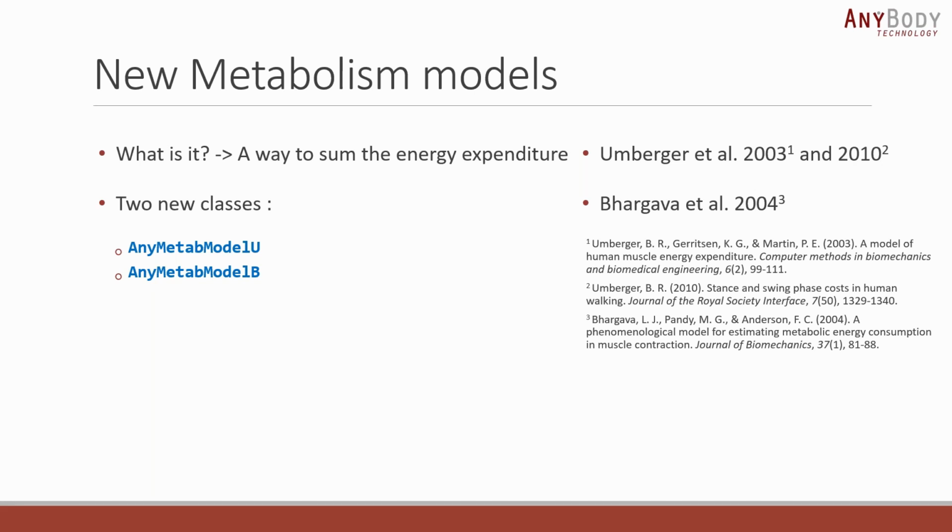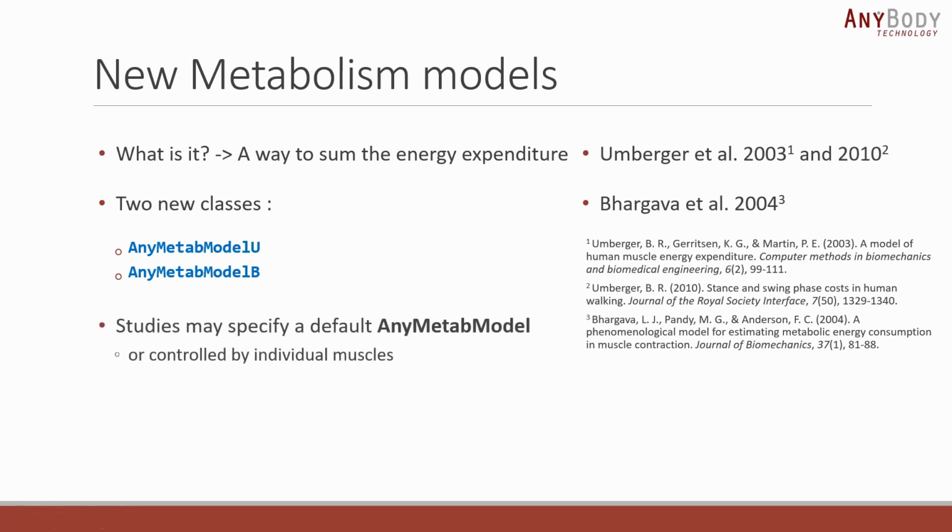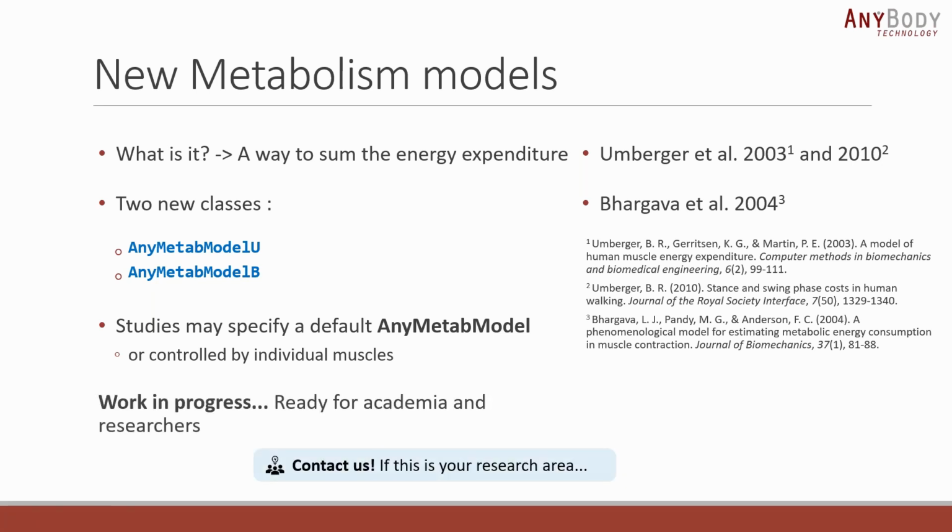We've implemented two new classes in AnyBody called AnyMetabModelU and AnyMetabModelB that implement those two models from the papers. Studies in AnyBody can now specify a default metabolism model, either one of those two or the previous very simple one. Those metabolism models can also be set for individual muscles. It's still a work in progress, I have to say, but we think it's ready for academic use and for researchers. So if your research topic is within metabolism and you want to try to use this, then please contact us. We will be happy to help you get started.